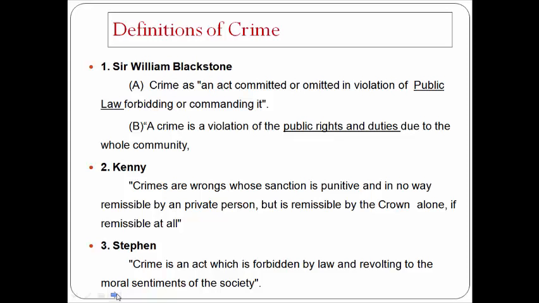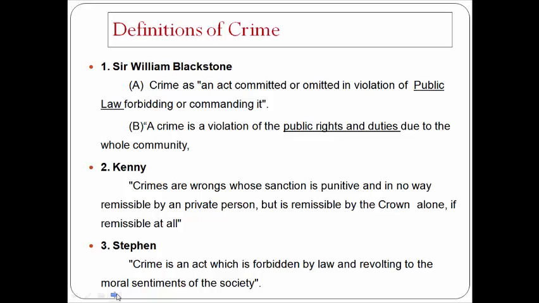Instead of public law, Sir William Blackstone included the words public rights and duties, public rights and duties which are given either under public law or private law. So the scope of the definition was widened by Sir William Blackstone. The second definition is given by Professor Kenny.